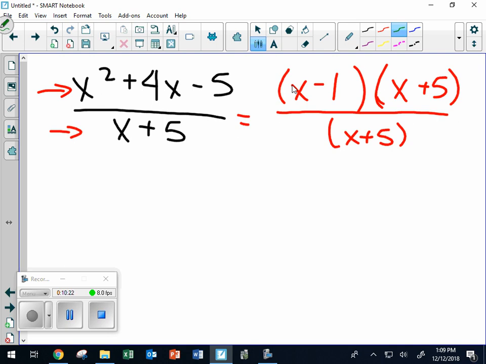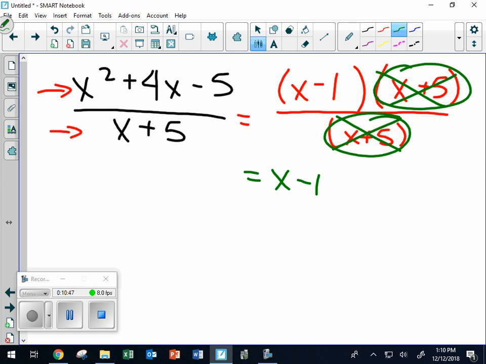Okay, if we look at this, what do you notice? Yes, Quinn. X plus 5 is on the bottom. We have a common factor of x plus 5 in our numerator and our denominator. If we do, you can cancel them out. You don't need them anymore. So our rational function simplifies to x minus 1. And that is still a polynomial, and it is still a rational function.